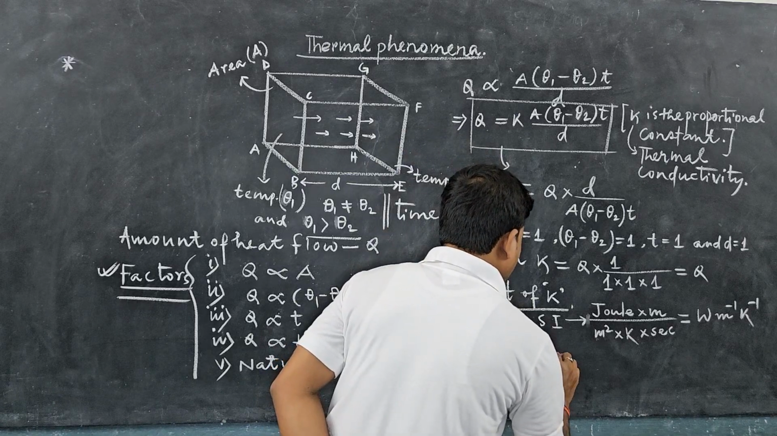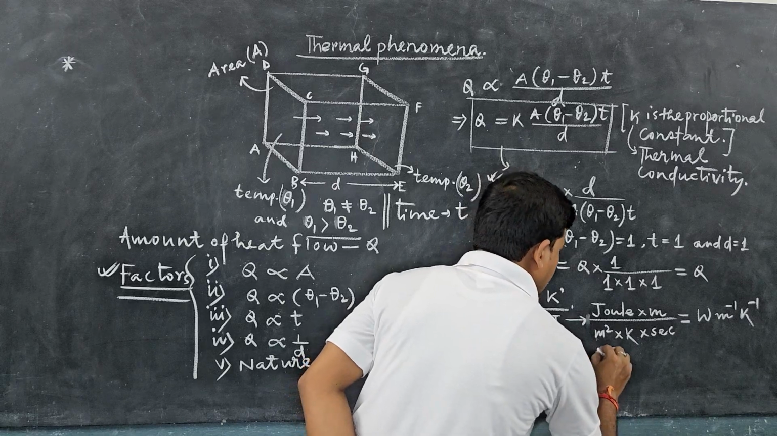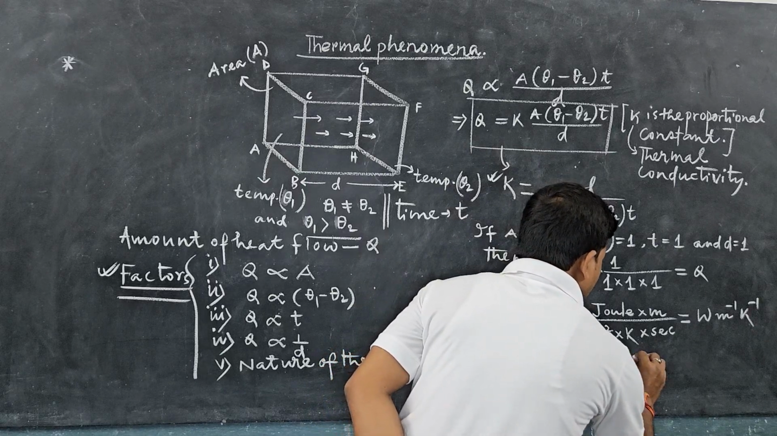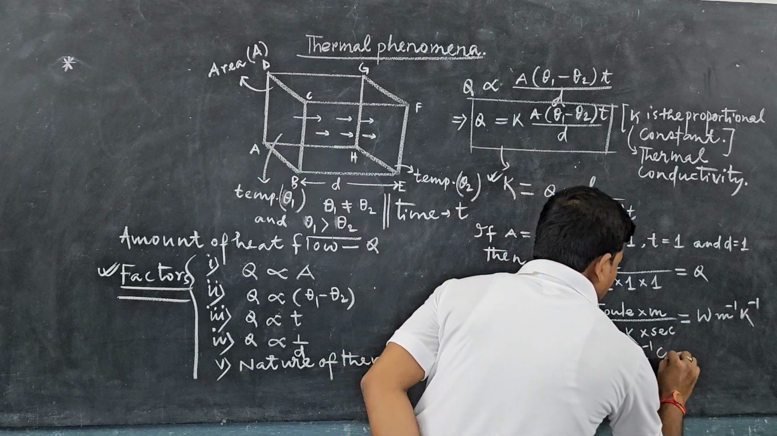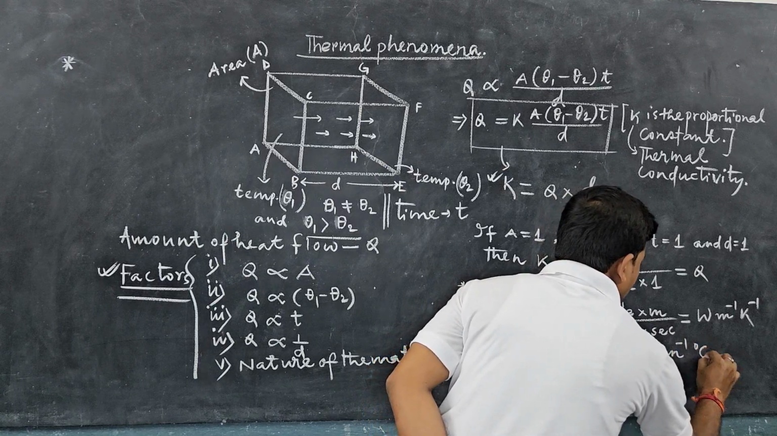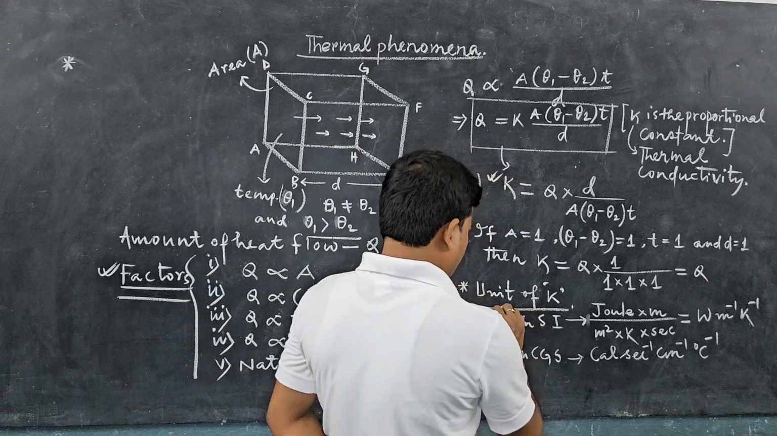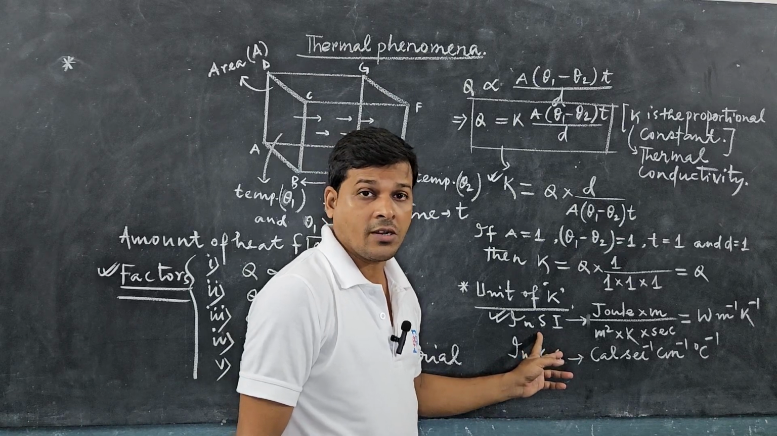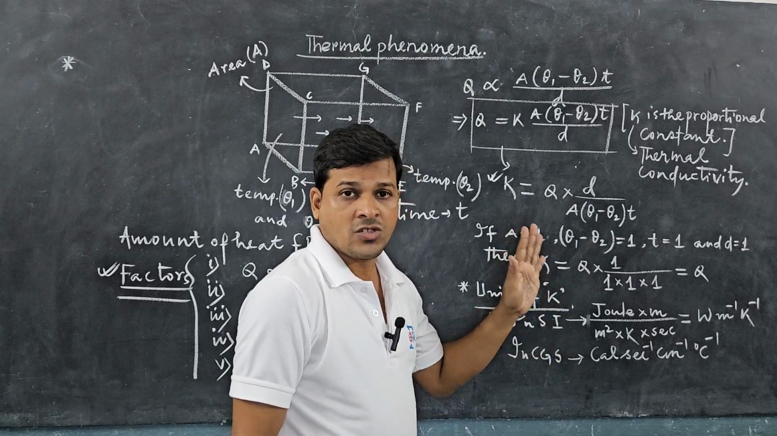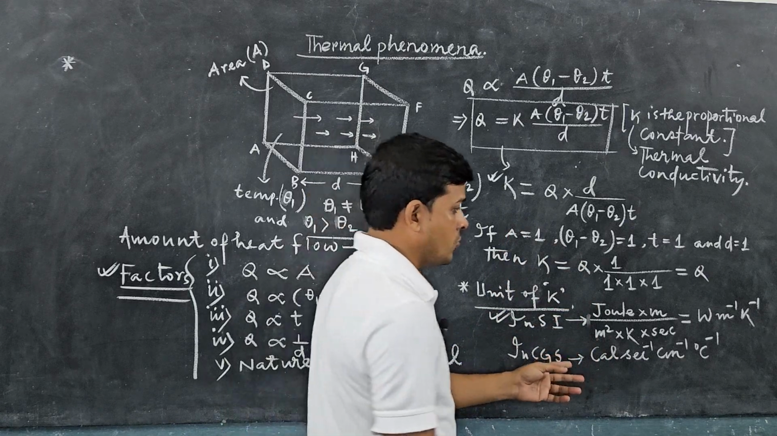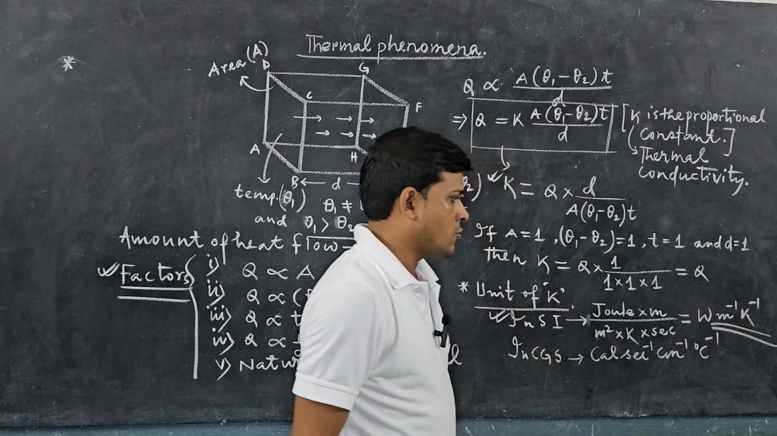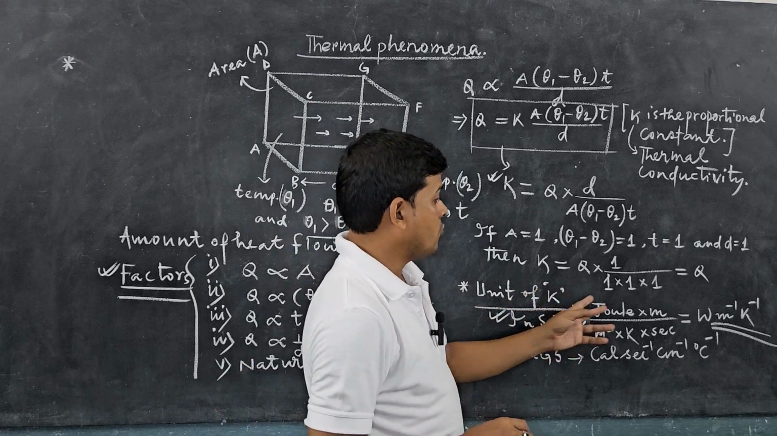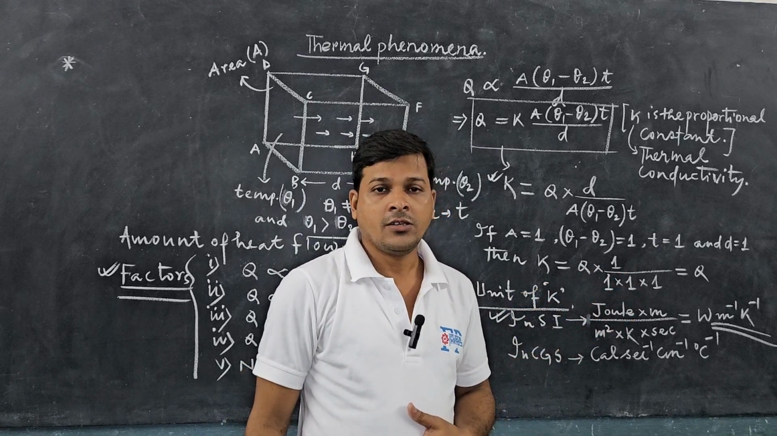Similarly, in CGS units we can write this: calorie is the CGS unit of heat, so calorie second inverse centimeter inverse degree centigrade inverse. But the SI unit of thermal conductivity is very important. Each and every year you can see this in your board exam question paper, Madhyamik question paper. You can see this in an MCQ or in a short question, either in group A or in group B: what will be the SI unit of thermal conductivity? Okay, today up to this.